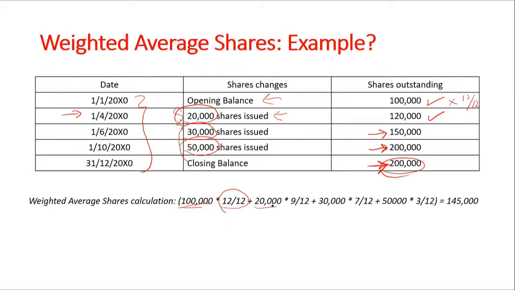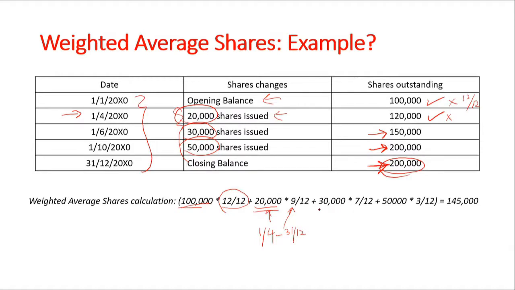Then the company issued an additional 20,000 shares on 1st April, right? So from 1st April to 31st December, how many months is this? That's exactly 9 months. So therefore, we will factor in the time in here. So 20,000 times 9 over 12, right? 20,000 times 9 over 12.